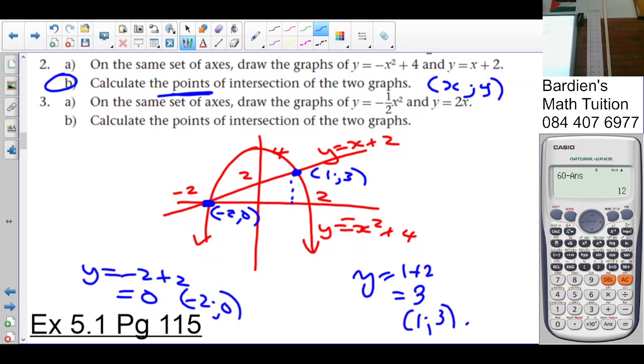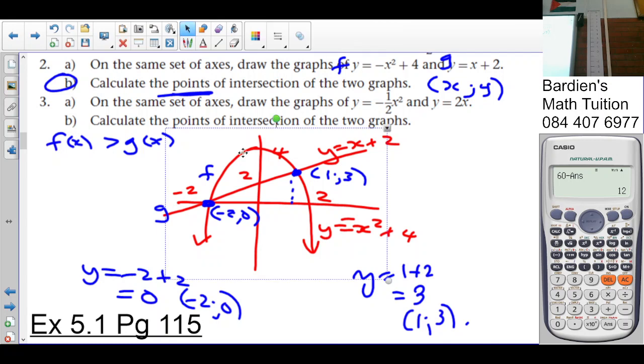They often ask questions like, if this was f and that was g, they would ask you where is f of x greater than g of x. So where is f on top of g? So you see here, the parabola was f and this is g. So is f on top of g here? No. It's on top here from there to there. Can you see that, people? So it's a continuous solution. So x is greater than negative 2 but less than 1. Okay, but you're going to do still a lot of this.